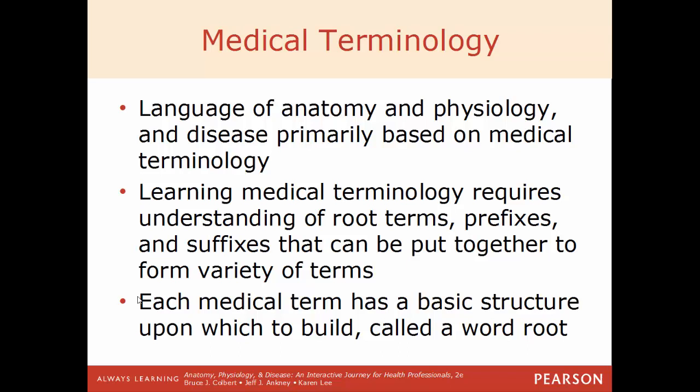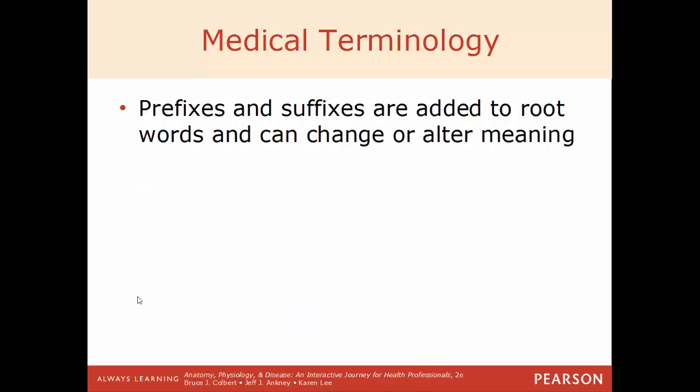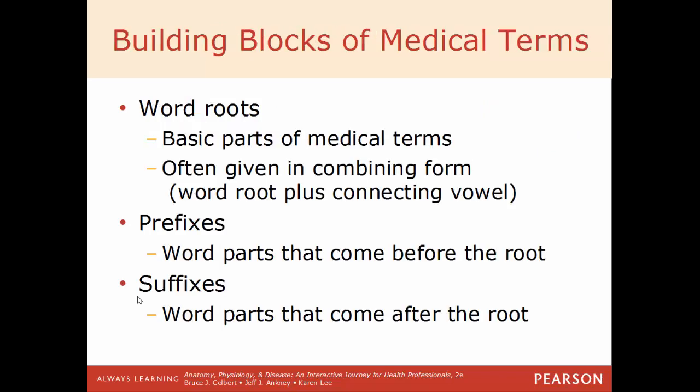What you're starting with is what's called the word root. Now, what is added to that word root are prefixes and suffixes. Prefixes are the parts before the word root, and suffixes are parts that are added after the word root. And both of those can greatly alter the definition of that word. All right, the word roots, these are the basic parts of all medical terms. These are often given in a combining form, usually with a connecting vowel, to make the word sound normal. Otherwise, it wouldn't flow when you say that word. Prefixes, word parts that come before that root, and the suffixes, parts that come after that word root.